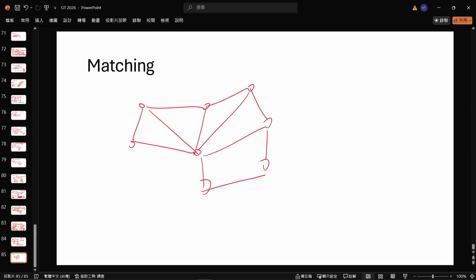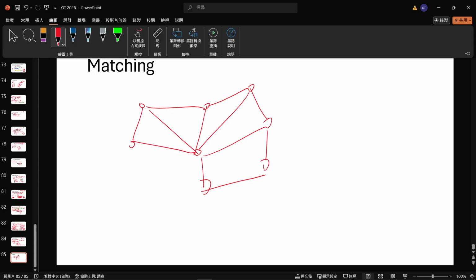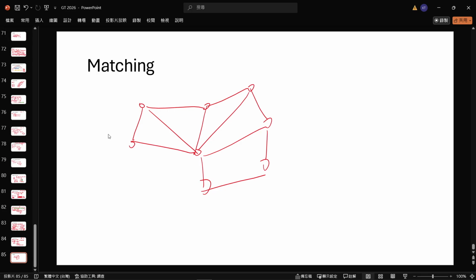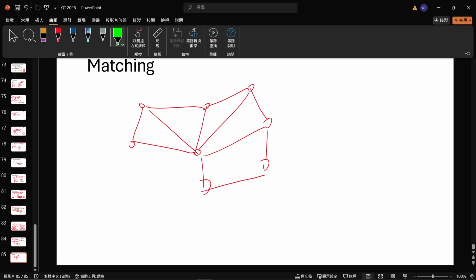Okay, so this is a graph. A matching is just a set of edges, right? So we want to match vertices. And we cannot just arbitrarily match them. We can only match vertices if there's an edge between these two vertices. For example, I cannot match these two vertices because they are not adjacent. So only adjacent vertices can be matched. That's why I said that a matching is a set of edges.